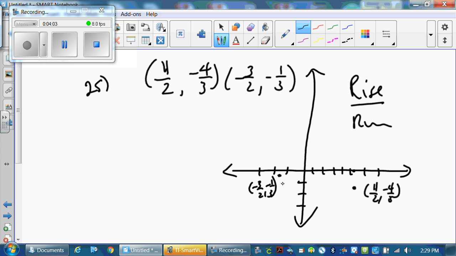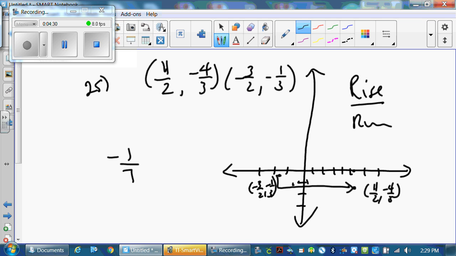So for this line to go from here to here, I go down 1. So my top number is going to be a negative 1, and I go over, so I'm at negative 1.5. I go over 1, 2, 3, 4, 5, 6, 7. Negative 1, because from negative 1/3 to negative 4/3 is going down 1. And then from negative 3.5 to positive 11 halves is 7 over.